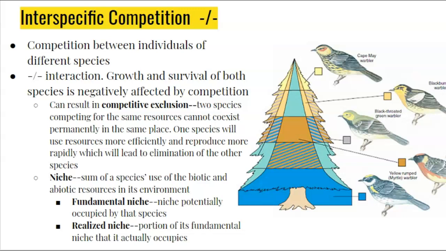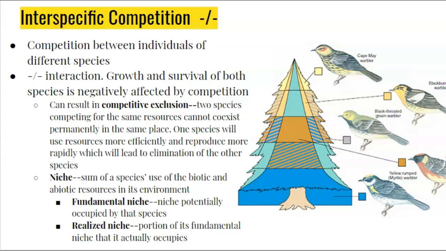So interspecific competition is negative, okay? So we have competition between individuals of different species, and this is negative to both. The growth and survival of both species is negatively affected. So basically what this means is if you've got two species that are competing for the same resources, they can't coexist permanently in the same place. At some point, one species is going to use the resources better than the other, and it's going to mean that they survive better, they reproduce more. And so eventually, if this continues to happen, then the other species is not going to survive, and it's going to have to either leave or they're all going to die, okay?